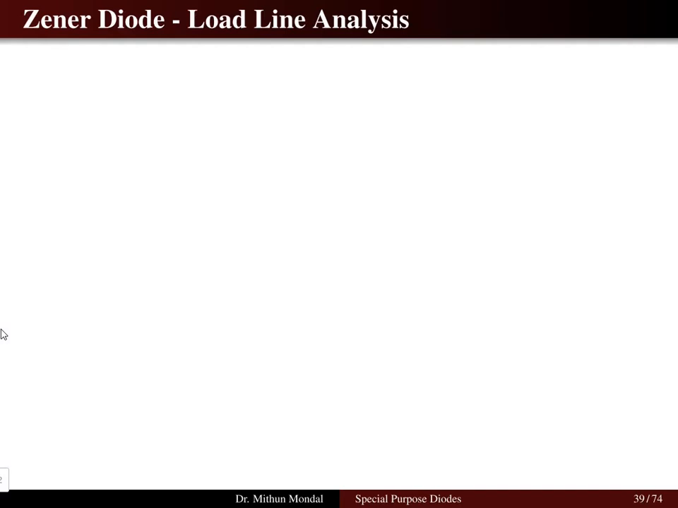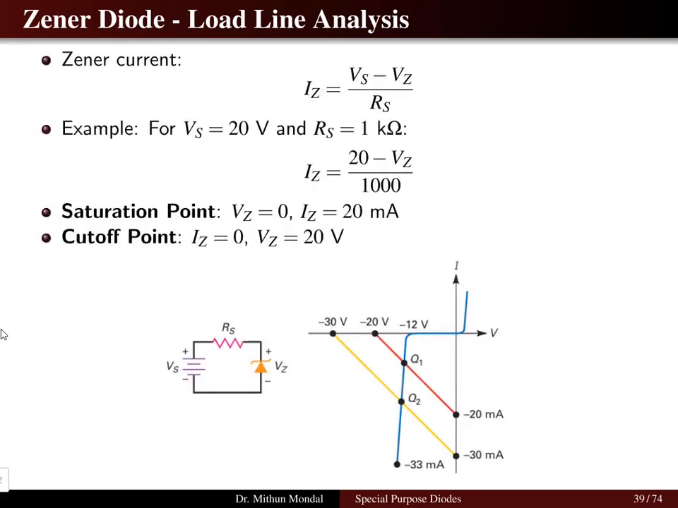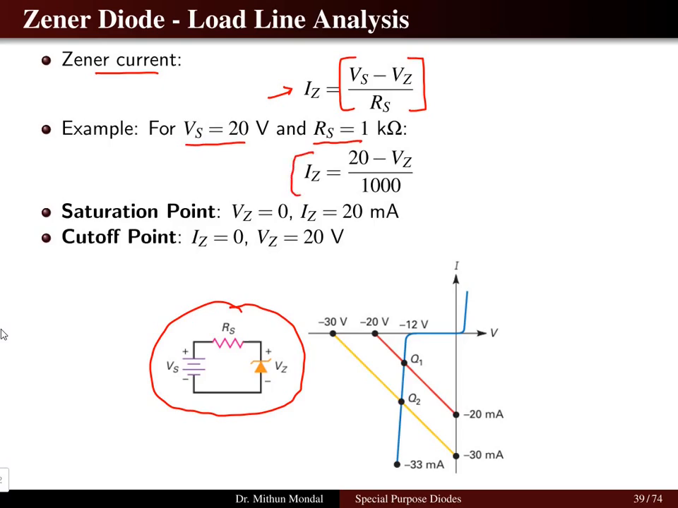Now there is a concept of load line analysis which we have already covered in normal diodes, general purpose diodes. But what about the Zener diode? So let us understand with the help of one circuit where you have a source, the Zener diode and the internal resistance. So the current which is flowing through the Zener diode is given by Vs minus Vz by Rs in accordance with Ohm's law. And we take an example where the source voltage is 20 volt and the internal resistance is 1 kilo ohm. Then the Zener current will be 20 minus Vz by 1000.